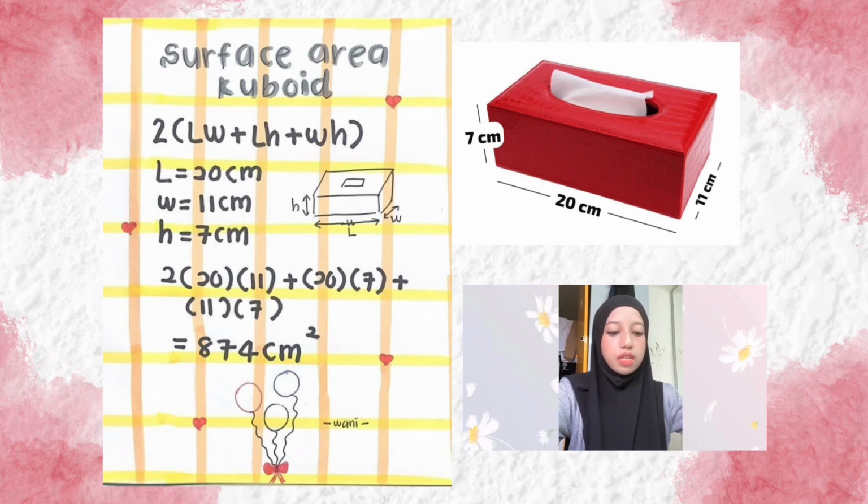Find the surface area of the cuboid. The formula is 2 open bracket L multiply W plus L multiply H plus W multiply H close bracket, where L equals 20 cm, W equals 11 cm, H equals 7 cm. Then substitute the values into the formula, so the answer is 874 centimeters square.